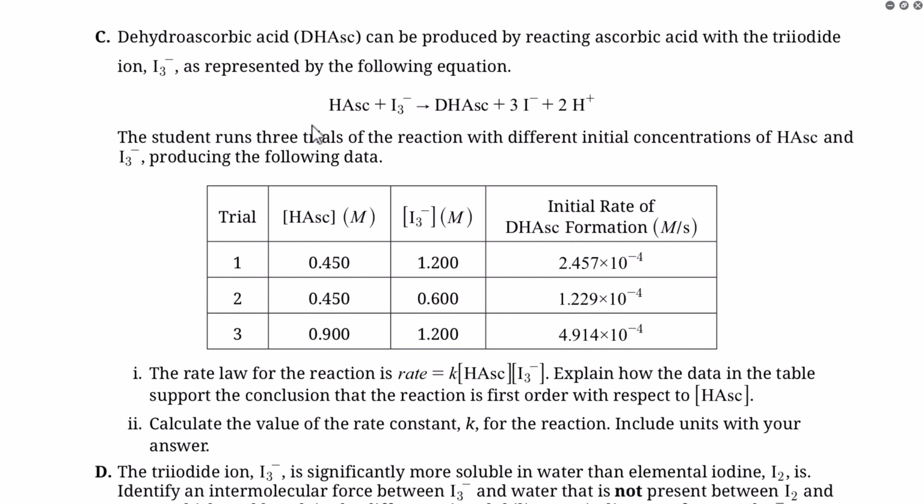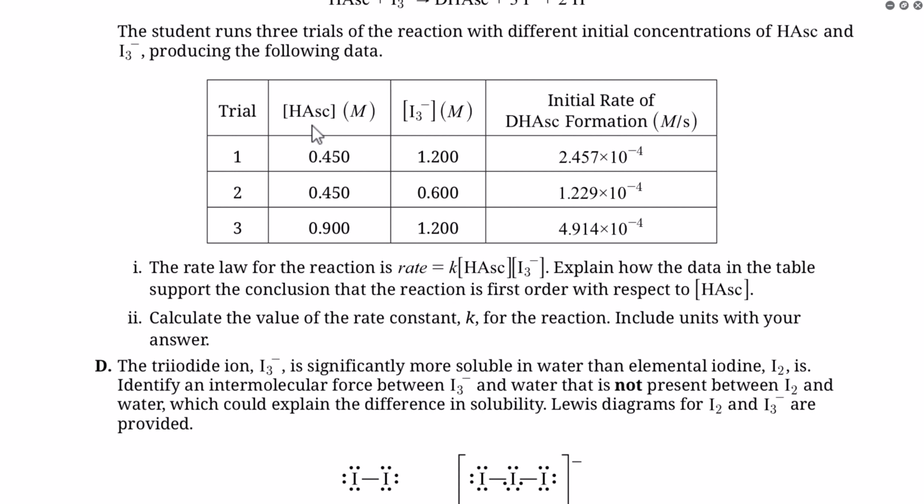Dehydroascorbic acid can be produced by reacting ascorbic acid with triiodide ion as represented in the following equation. The student runs 3 trials of the reaction with different initial concentrations of HASC and I3-, producing the following data. And so we're given 3 different trials here with different initial concentrations and different rates of formation.